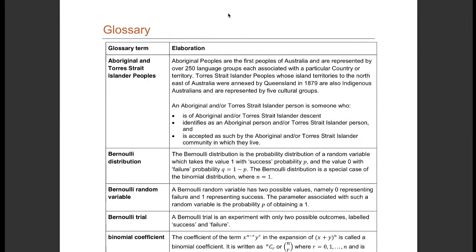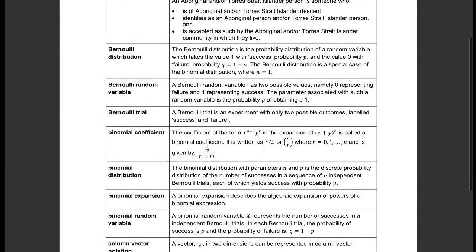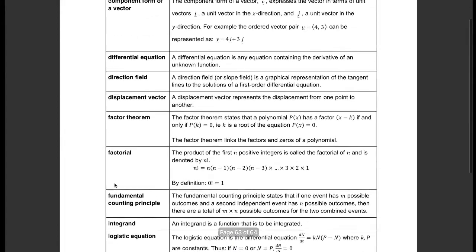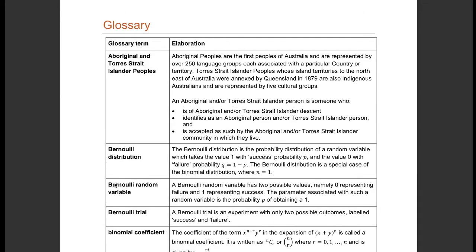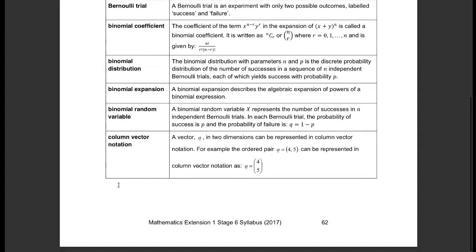The final component is the glossary. This gives some definitions of the terms used in the syllabus. I wouldn't pay too much attention to this either, because we will be learning all of this content in our study. To end the video, I will give a brief overview of the HSC 2020 paper for Mathematics Extension 1.